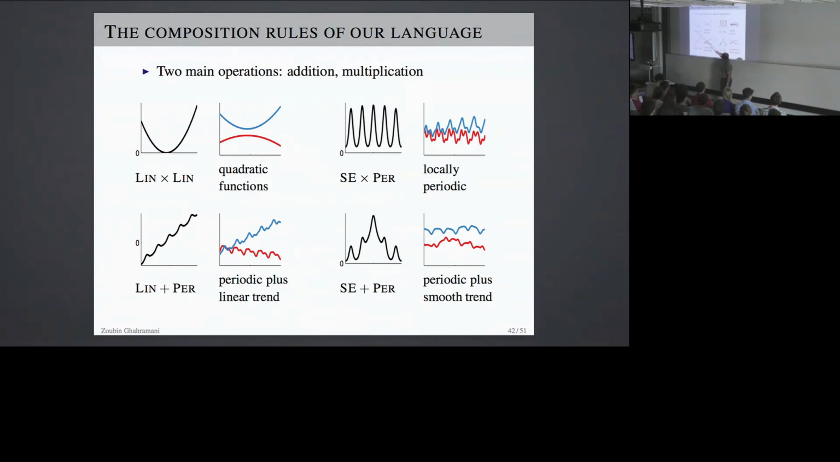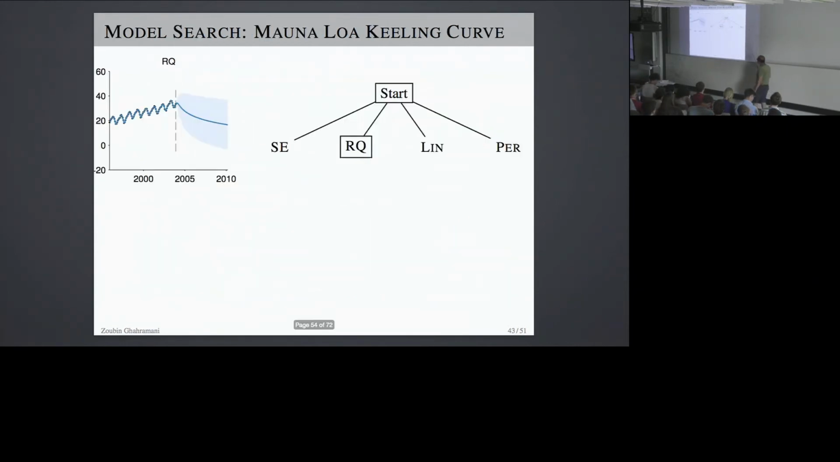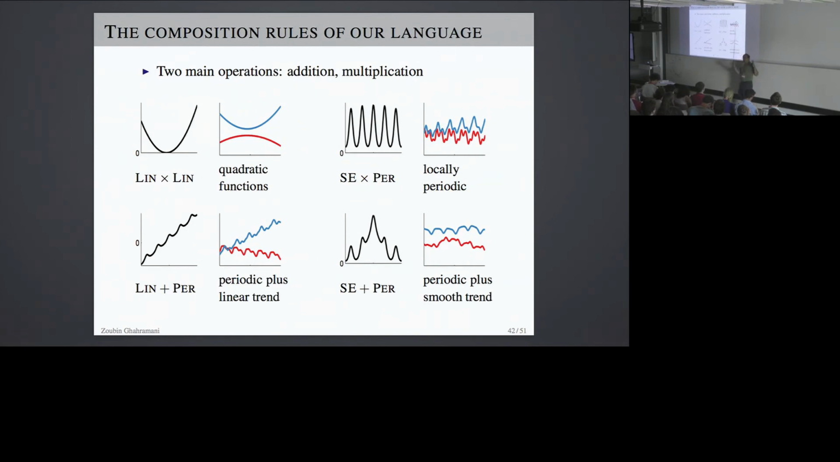So here's multiplication. If you multiply a linear and a linear kernel, what you get is a quadratic kernel, which corresponds to a distribution over quadratic functions. So by closure, our language includes all polynomials. Okay. If we combine linear and periodic, we can get linear trends with periodic functions, something that's commonly used in time series modeling. We can get locally periodic functions by multiplying squared exponential by periodic, etc. And we're also going to model what's called change points, where you're changing from one kernel to another because something has happened in your time series.